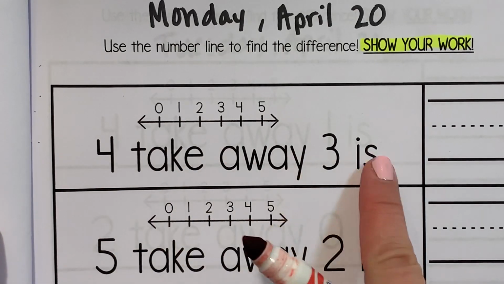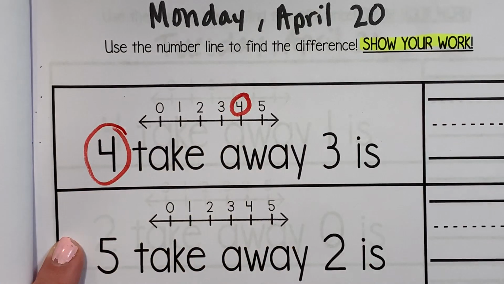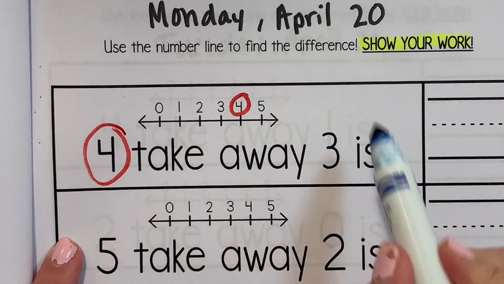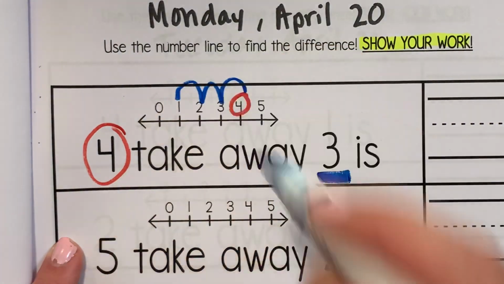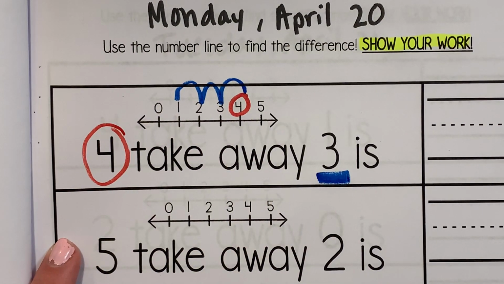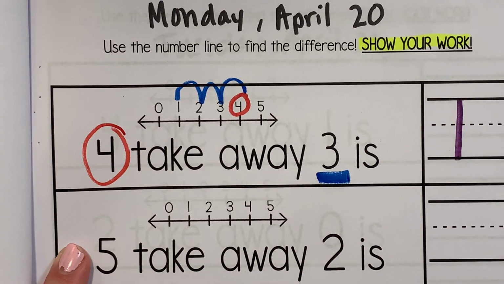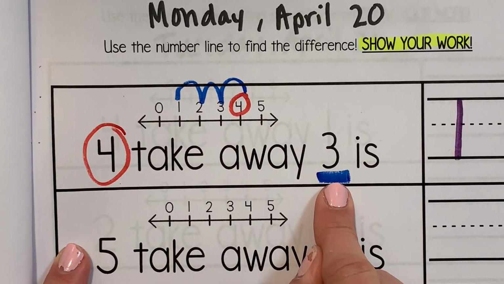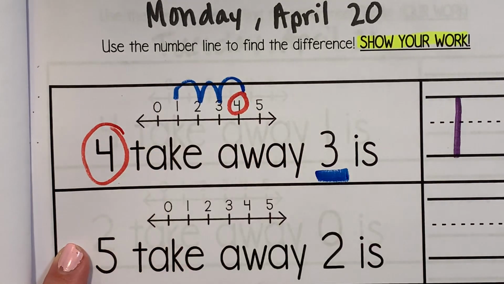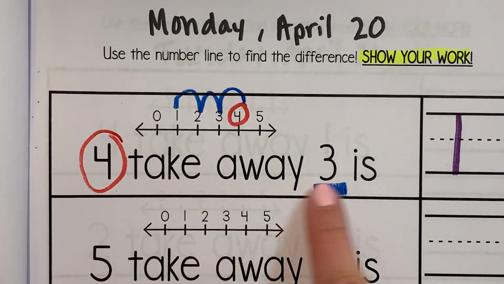4 take away 3 is. Starting with my biggest number. Take away 3, hopping backwards 3 times. 1, 2, 3. Then writing my answer. This is what each of yours should look like. I need to see circling the biggest number. I need to see hopping backwards the smallest number. And then I need to see your answer. Complete the rest of the problems and make sure to show your work.